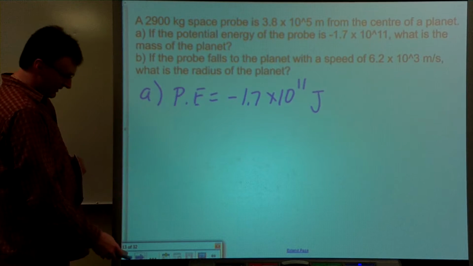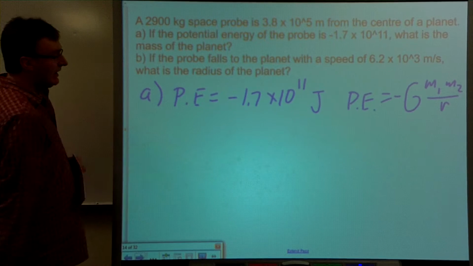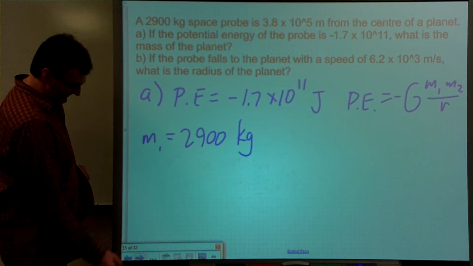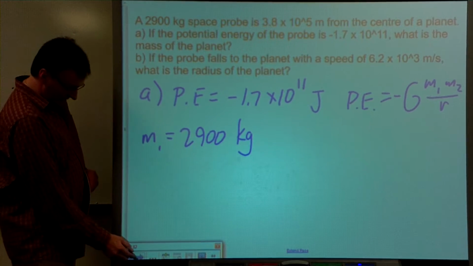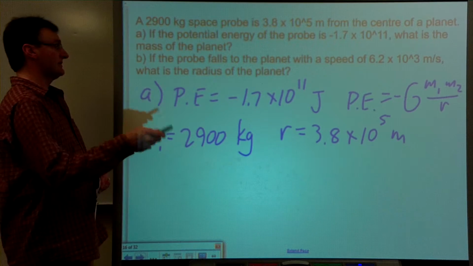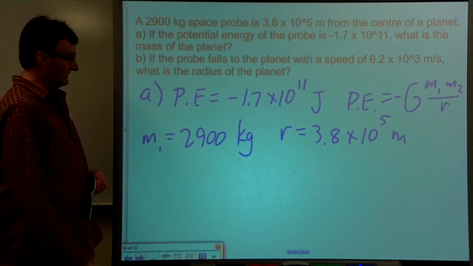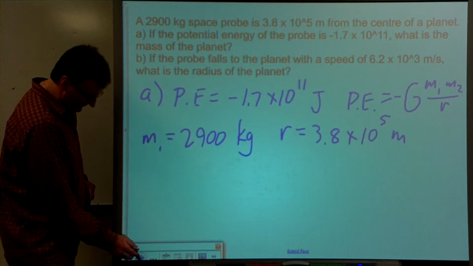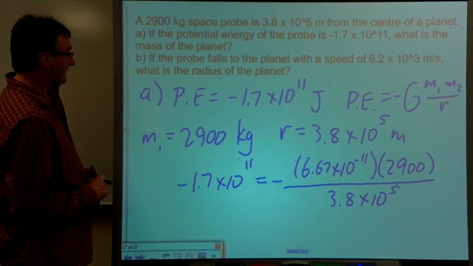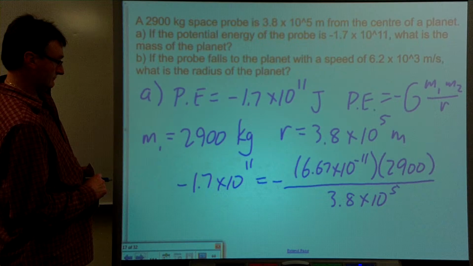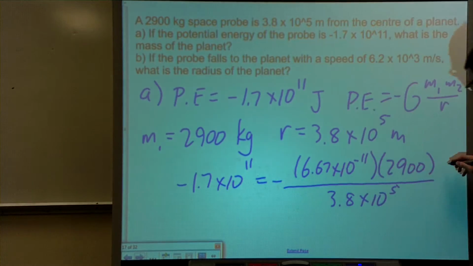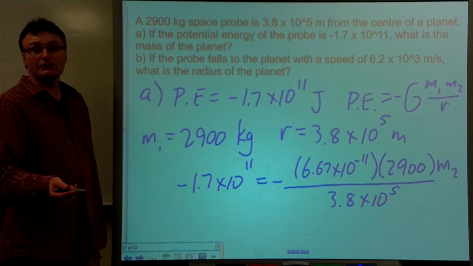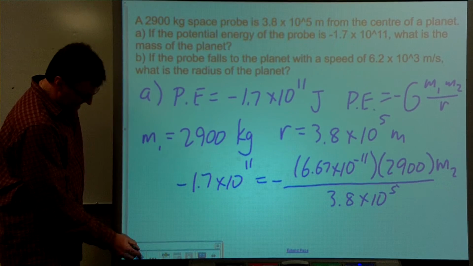Well, so if we write down the information that we have, we've got potential energy in joules here, and then there's our expression for potential energy. The mass of the probe is 2,900 kilograms, and the distance from the center of the planet to the space probe is 3.8 times 10 to the 5 meters. So we want to find m2, and sorry, m2 should be over here. I didn't put that on there. So m2 is what we're trying to find, which will be the mass of the planet.